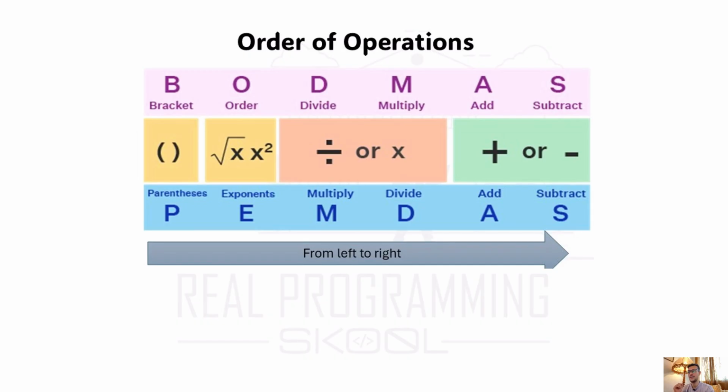We have this picture here, as you see. It's about BODMAS or BIMDAS. BODMAS, BIMDAS explains the order of operations, and it always starts from left to right. Don't forget, from left to right. So we have the priorities: first, brackets or parentheses, then orders, exponents, like square root or power, then divide, multiply, add and subtract. So this is the order of operations.